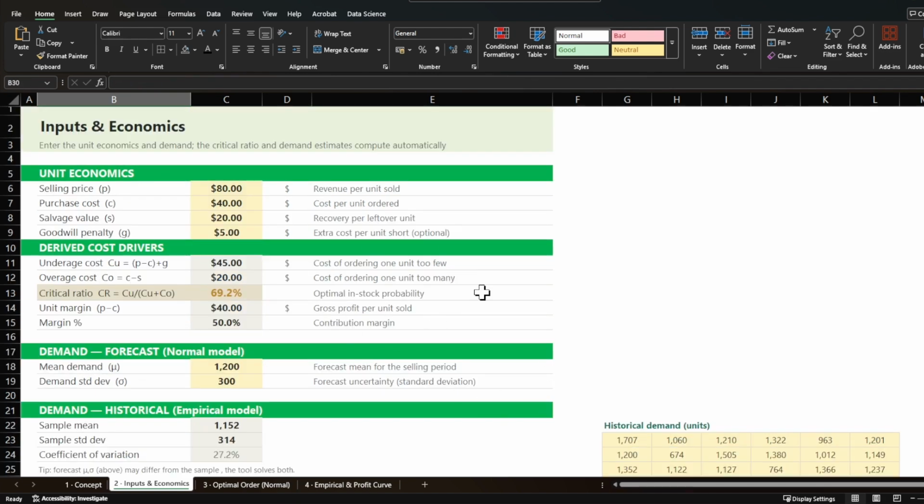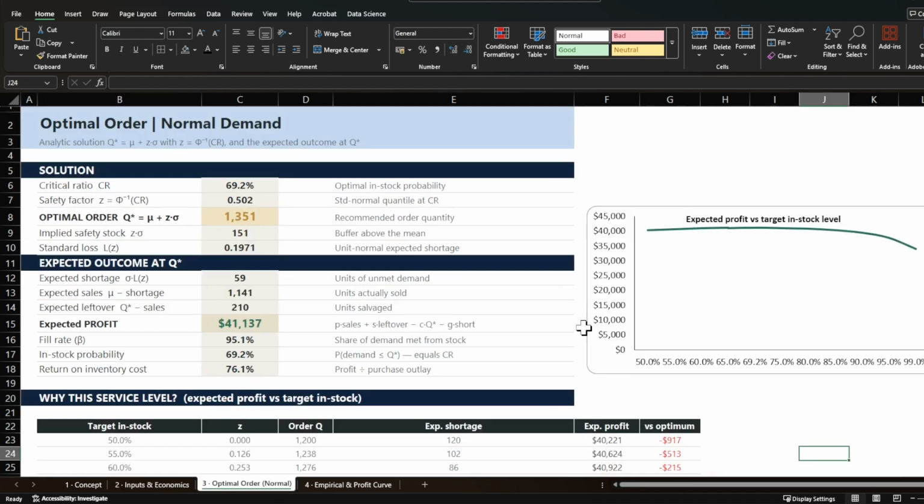So after calculating all of these unit economics, now we will go to the calculation of optimal quantity as per the critical ratio, which is 69.2% here. Let's move to table number 3. Here, as we know, we have calculated the critical ratio, which is 69.2%. Now we will be calculating the Z score as per the critical ratio, which is nothing but the NORM.S.INV of this particular probability, and it comes to 0.502.